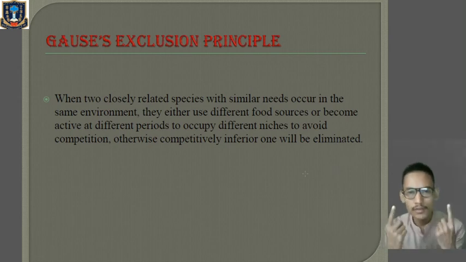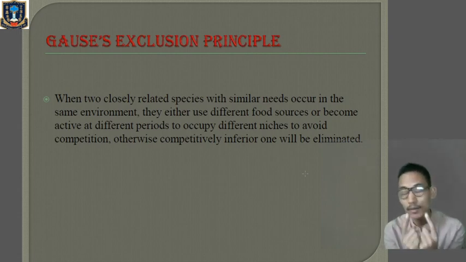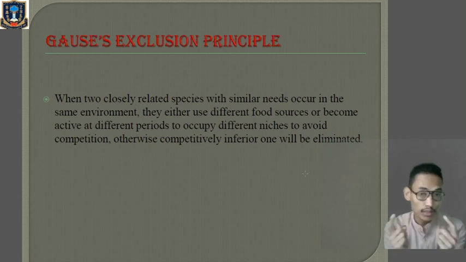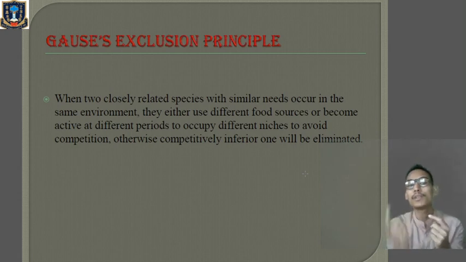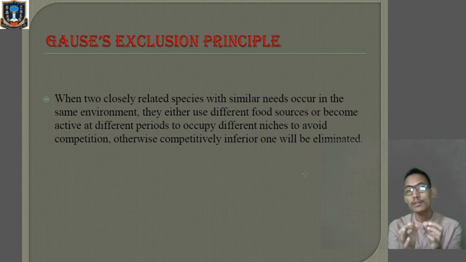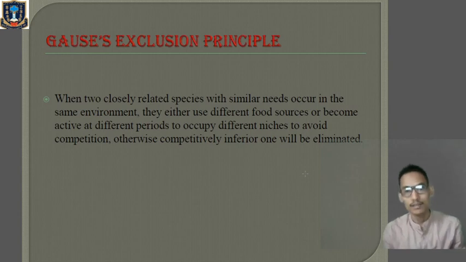So if two species are closely related with similar needs, both of them have to be in the same environmental condition, in the same habitat. At that time, in order to avoid competition, because in an ecosystem and in a habitat resources are limited, not unlimited, it's very important.